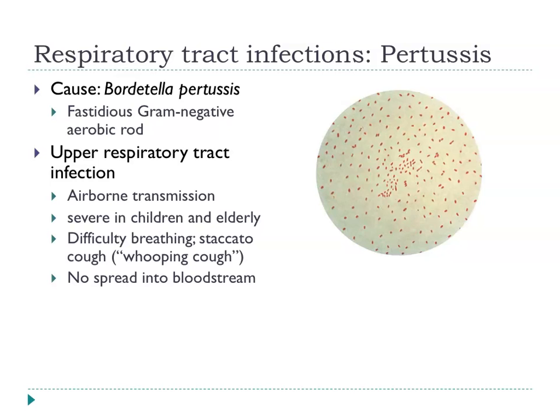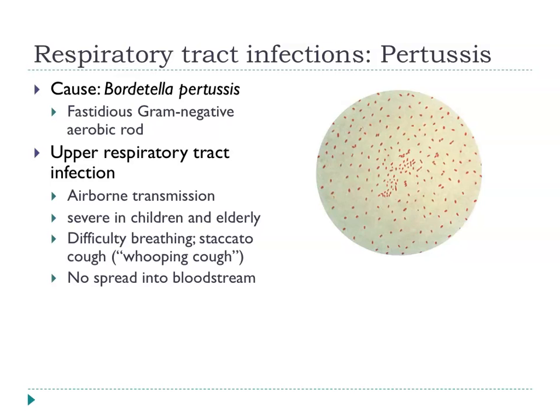Pertussis, or whooping cough, is another such infection. This is caused by another bacterium. This one has the particular name of Bordetella pertussis. It's what we call a fastidious gram-negative aerobic rod. And by fastidious, we mean it's quite choosy about what kind of culture medium it will grow on. It won't grow on any old culture medium. You have to have a very particular, very rich culture medium for it to grow.